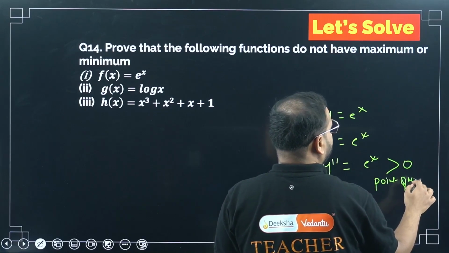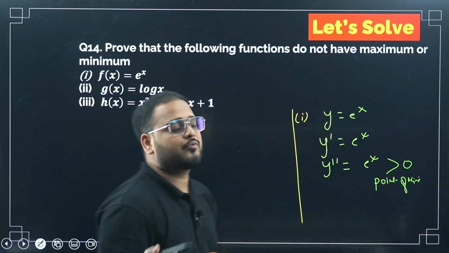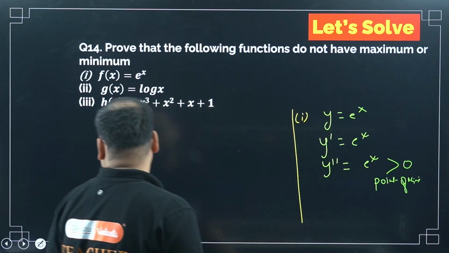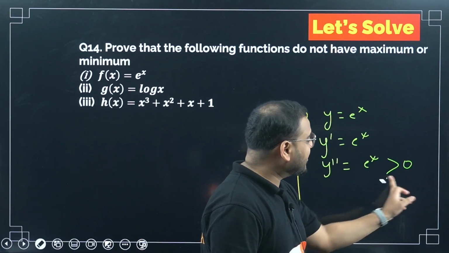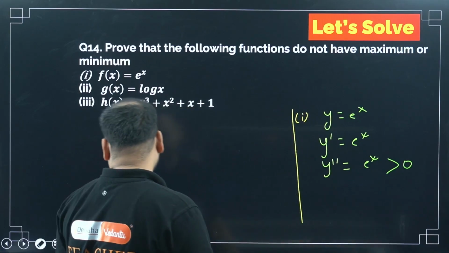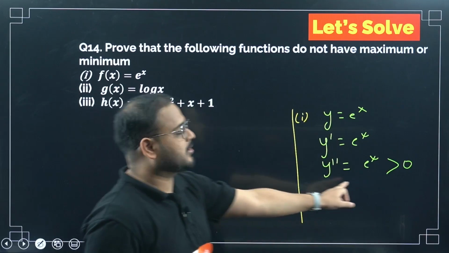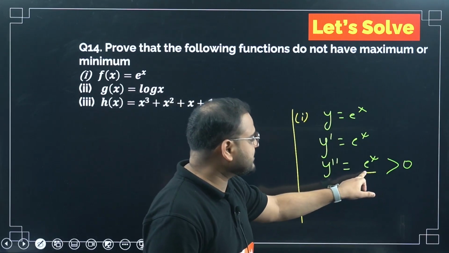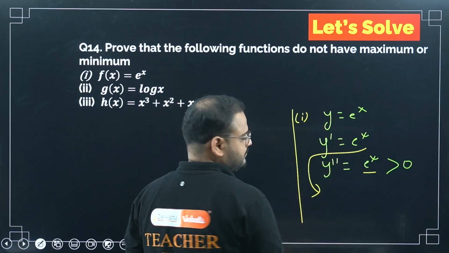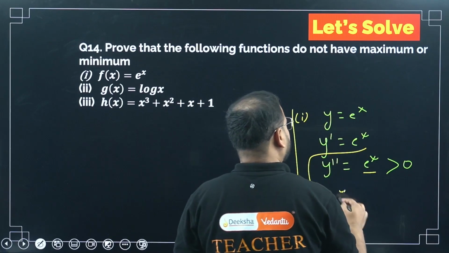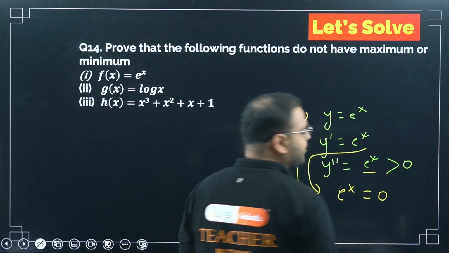What did I say to you first? Do not conclude directly. First of all, you have to find the critical points. Don't look at the function's sign over here. Look at the critical point. If you look at the critical point, what is it going to be? e power x equal to 0. That's how you find the critical point.